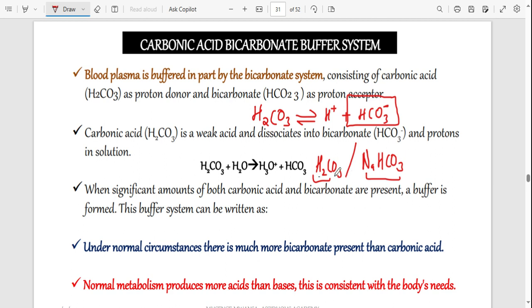So what will happen is this: when we add an acid to our solution, so let me ask, between this one A and this one B, which one is the base here and which one is acid? A or B?